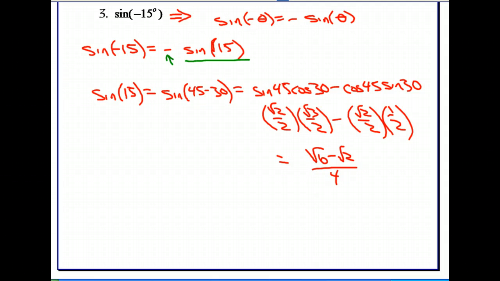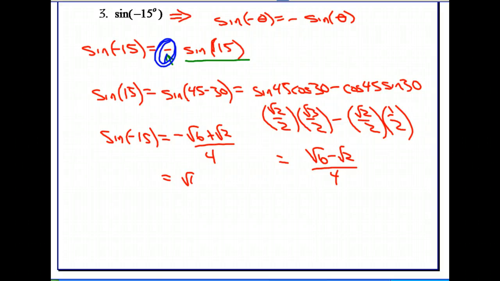And don't circle that answer yet, because remember, we have this negative out in front. I have to deal with that negative yet. And so I make everything negative. So my final answer for the sine of negative 15 will be the opposites. So I'm going to have negative square root of 6 plus square root of 2 all over 4, or you might see that more commonly written as square root of 2 minus square root of 6 all over 4.